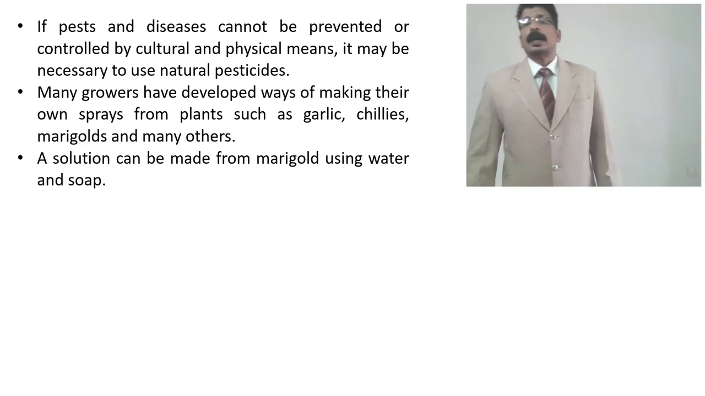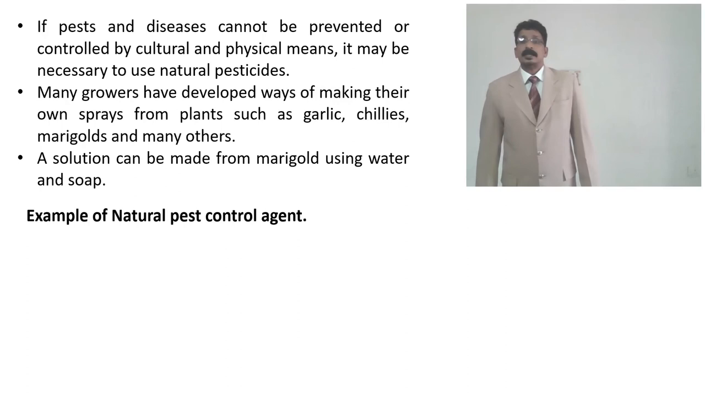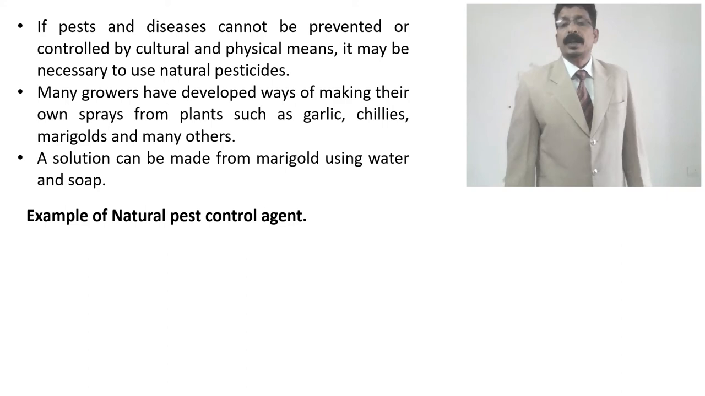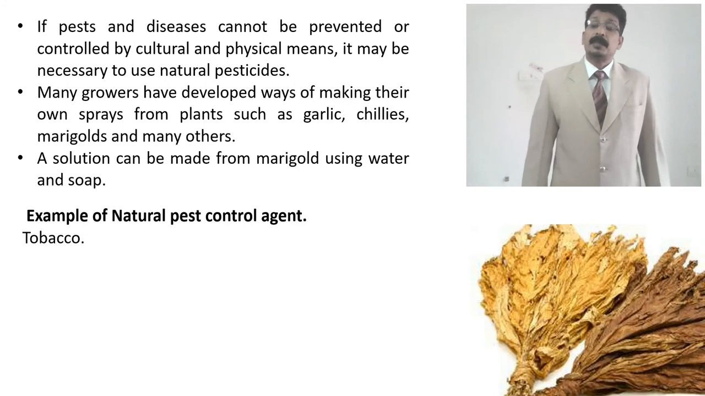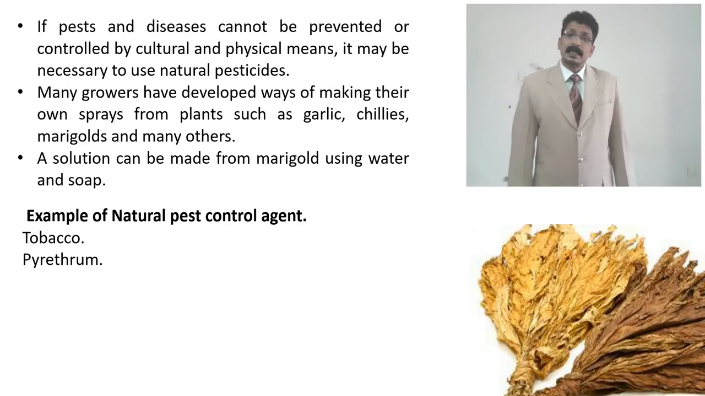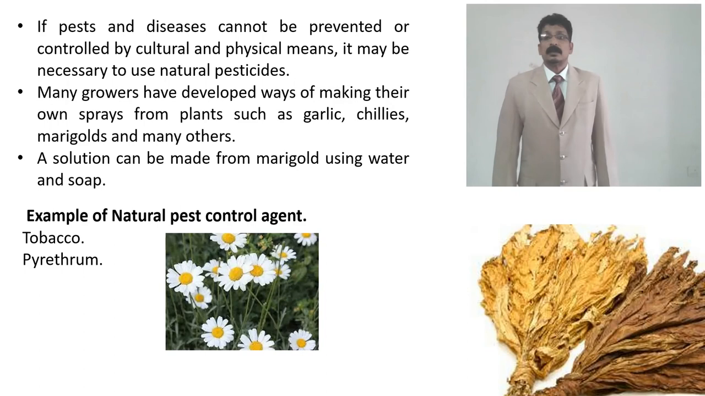See, the question asked is regarding natural pesticides. So we have to include these points initially when you are writing the answer. So examples, you can see tobacco. We can make a tobacco extract, which can be used as a pesticide. Pyrethrum or chrysanthemum, the pyrethrum plant flowers, are also used. And neem, you know very well.